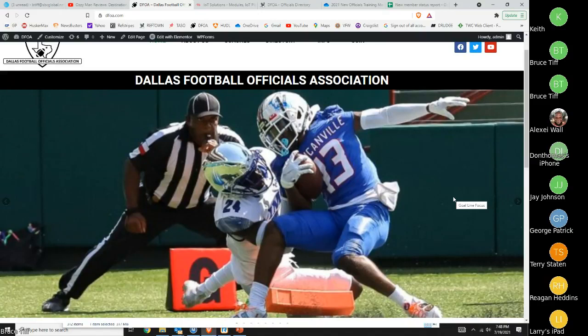So I pulled the website up just to show you guys where we have new members information. I just wanted you to pay a little attention to this photo. That's actually Alexi on the goal line working a game.